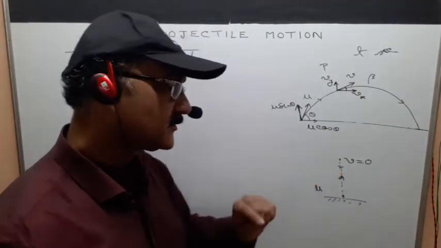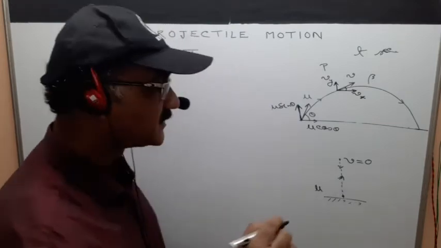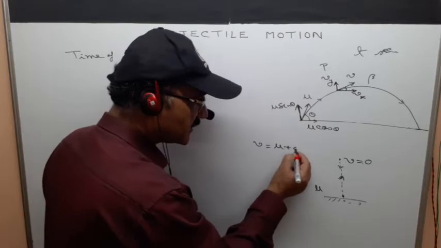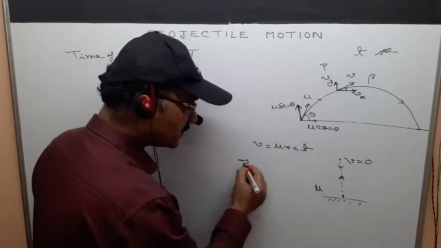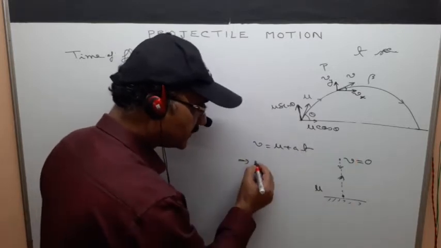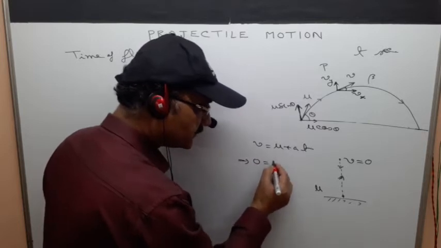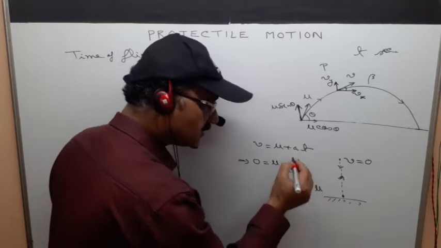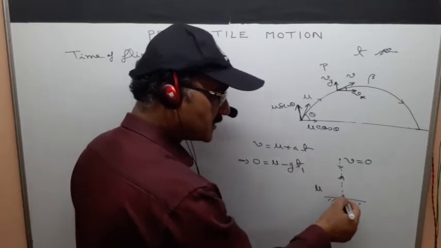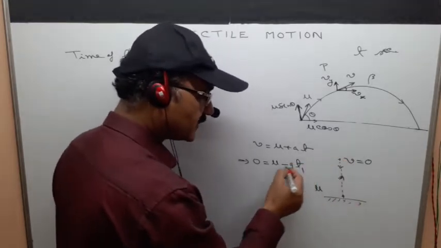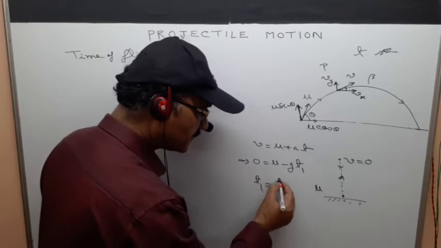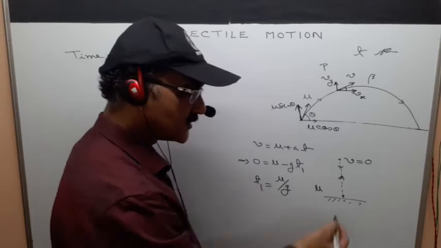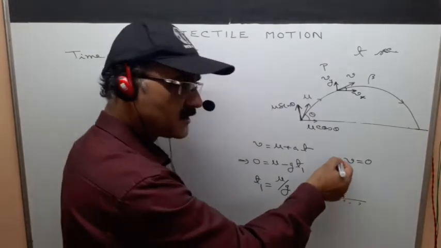From there, we had used this equation. I think you remember the equation was v equal to u plus at. From this equation, at the top point, v was 0, u was u, a was minus g, and if we say t1 was the time taken to reach the top point, from there we had got t1 is equal to u by g. This was the time taken to reach the highest point.